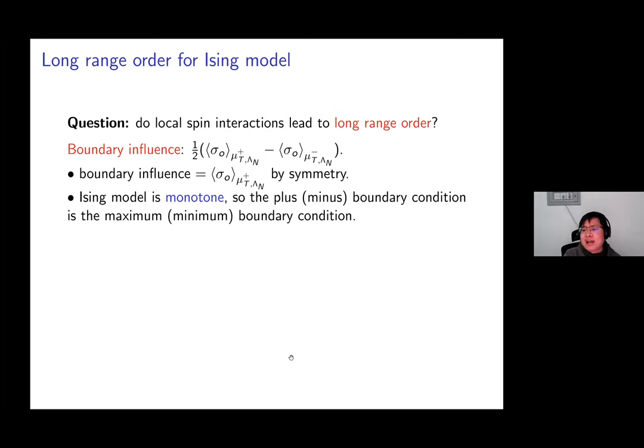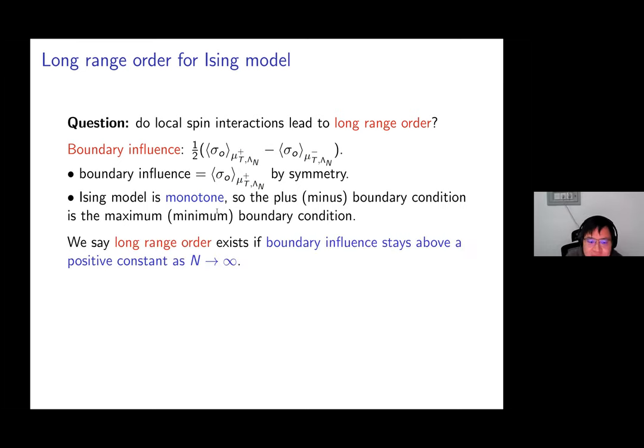we only have to look at plus and minus boundary conditions in order to measure the boundary influence, because the difference of the spin average at plus and minus boundary conditions is the largest possible difference that the boundaries can make to the spin average at the origin. And then we say long-range order exists if the boundary influence stays above a positive constant as the size of the box goes to infinity.